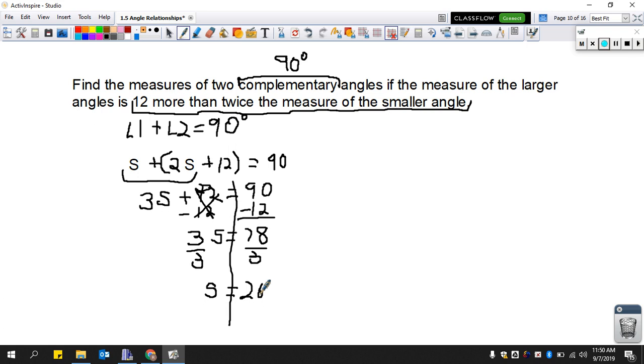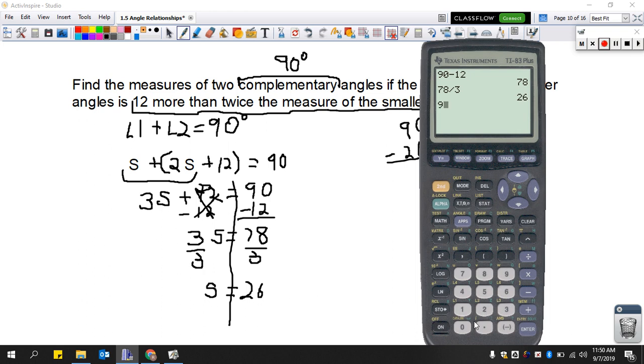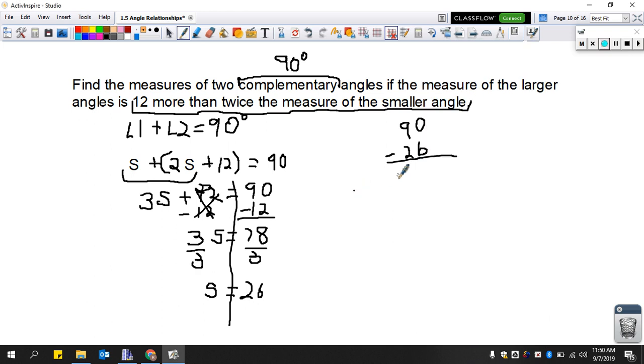Okay? And then to find the measure of the larger angle, because of the fact that we know that they have to add up to 90, we can just say 90 minus 26. Use your calculator. 90 minus 26 is equal to 64.